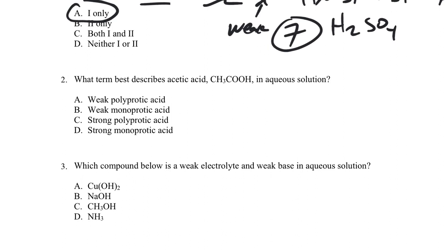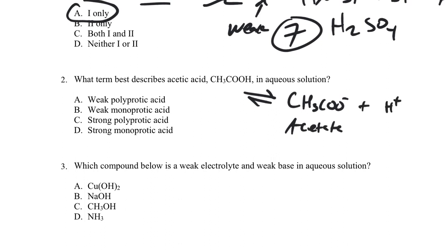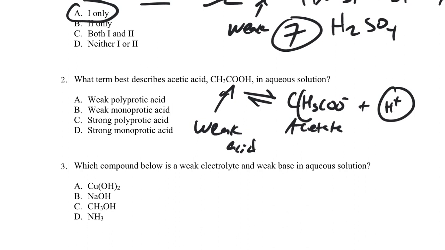What term best describes acetic acid in aqueous solution? Acetic acid is going to partially dissociate into acetate ion and an H+ ion. It's going to do this weakly, with an equilibrium, not 100% yield, because this substance is a weak acid, not one of the strong acids. It also only releases this one H+ ion into solution. These H's stay intact. These hydrogens here are not acidic at all.